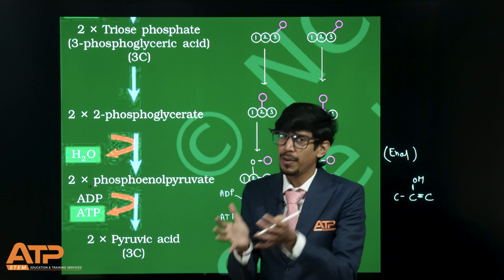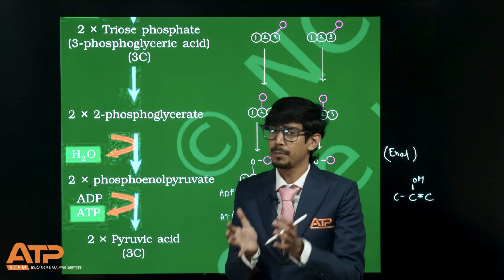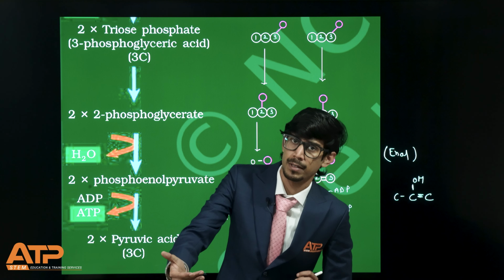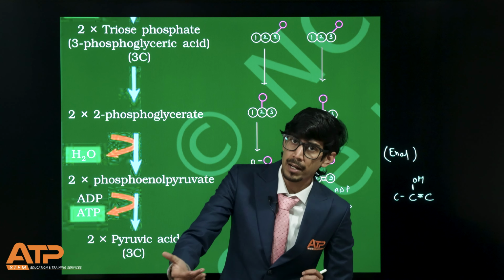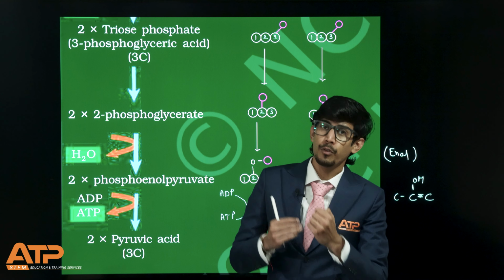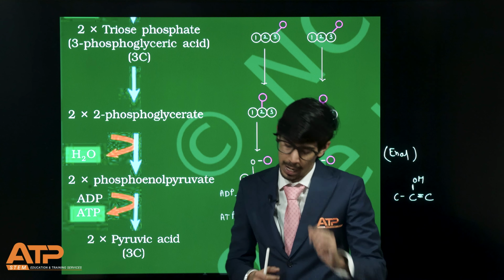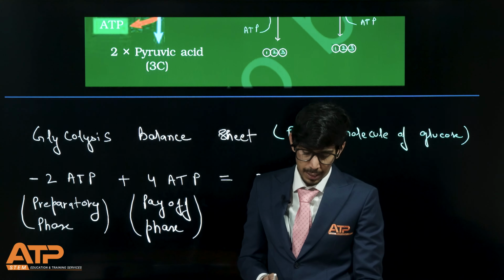So the first 5 reactions are called the preparatory phase. The next 5 reactions are called the payoff phase, right? So how many ATP do we get in payoff? 4. How many are utilized in preparatory? 2. So we can say that we have a net gain of 2 ATPs, right? Because we got 4 but 2 were consumed. So we have a net gain of 2 ATPs during glycolysis.